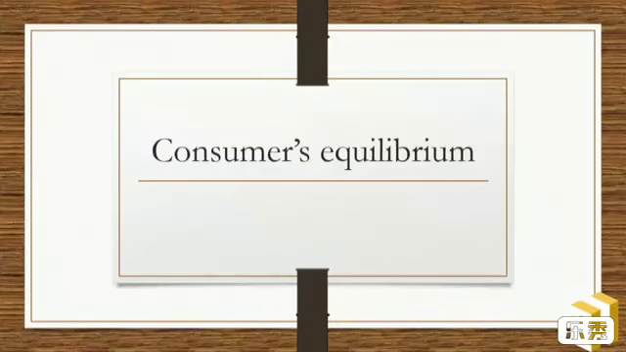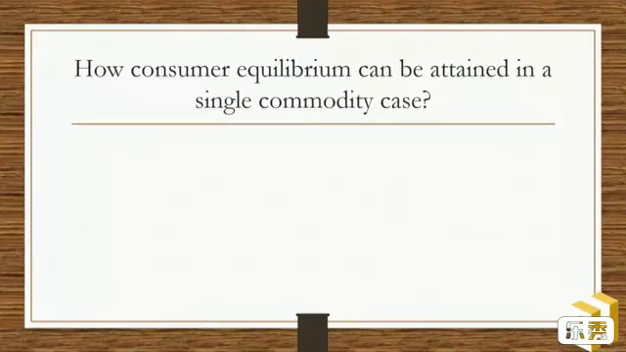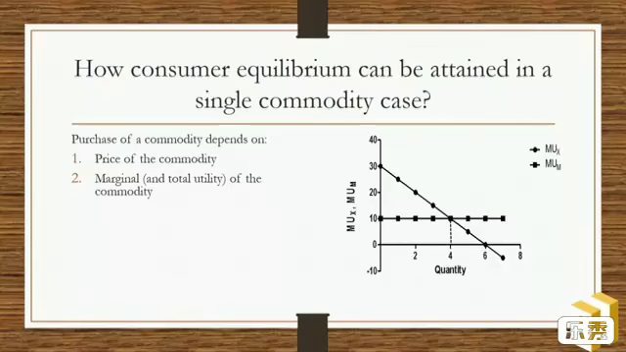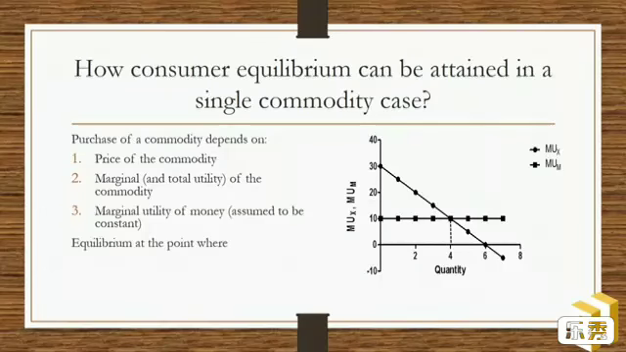The topic of discussion is consumer equilibrium. Talking about consumers' equilibrium in the case where a single commodity is considered, that is determined by the price of the commodity, marginal utility and total utility of the commodity, and marginal utility of money, which is assumed as constant in this case. So equilibrium will be at the point where the ratio of marginal utility of a commodity to its price is equal to the marginal utility of money.